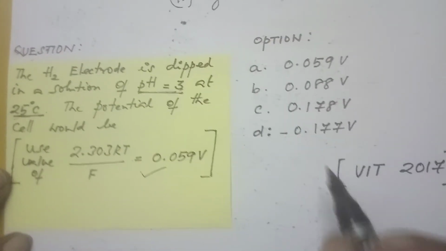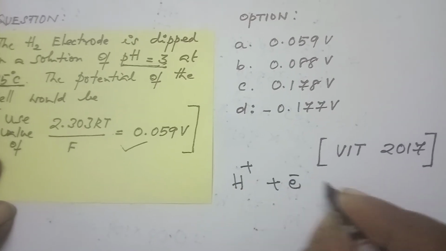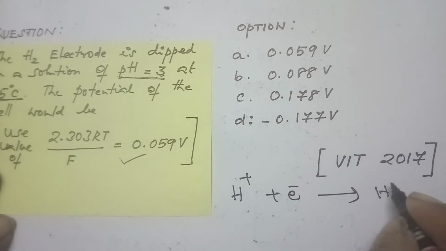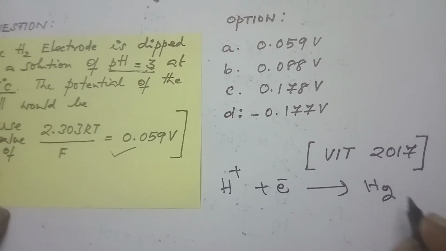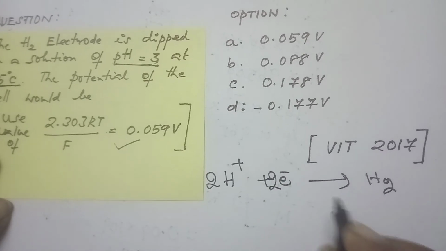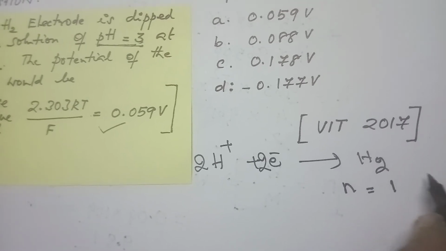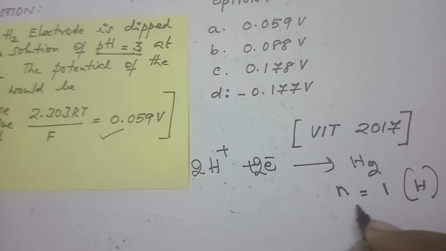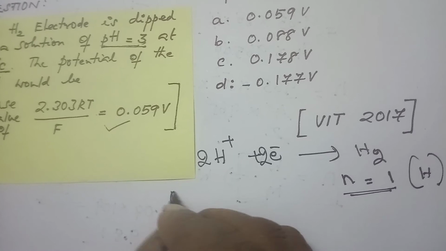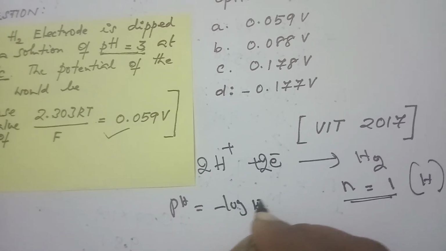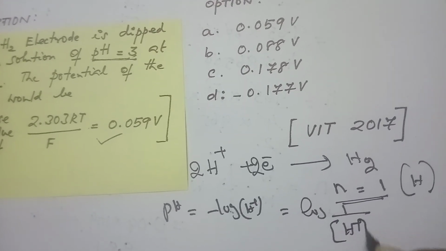Now let us go to the Nernst equation. First let us take the reduction of hydrogen. Hydrogen gains 1 electron and gives atomic hydrogen H. This combines with another atomic hydrogen to form the H2 molecule. Here you have to take the number of electrons involved as 1, because you have to consider only one hydrogen atom. So N is equal to 1. This is the first point. The next point is pH equal to negative log of hydrogen ion concentration, which is equal to log of 1 by hydrogen ion concentration.